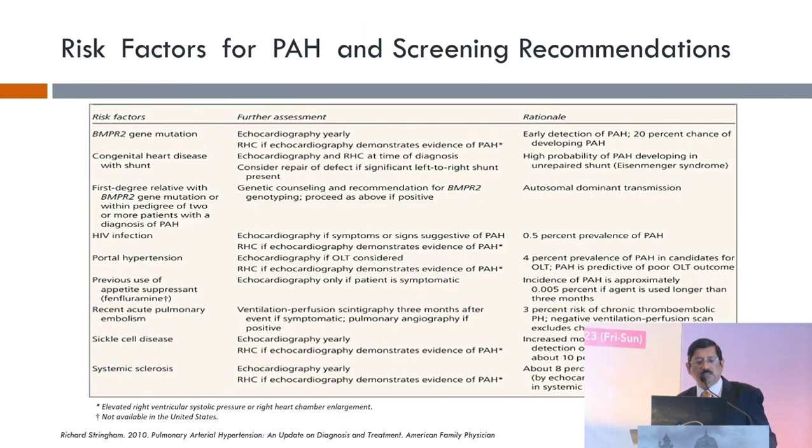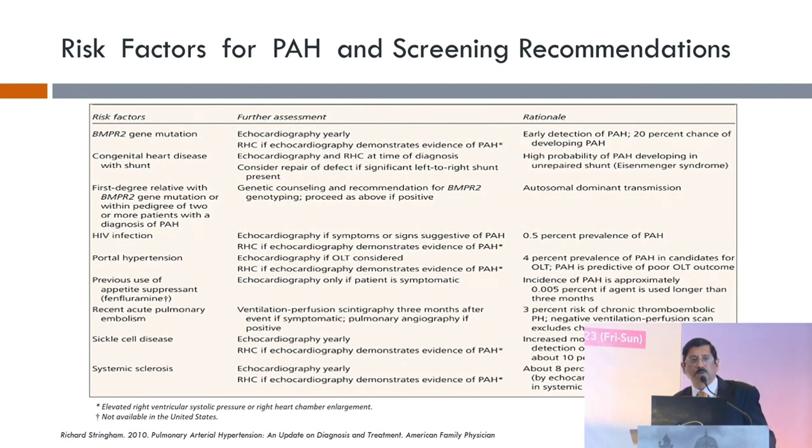Risk factors include the BMPR2 gene mutation, that's a bone morphogenetic protein receptor 2 mutation that you may detect through genotyping. There is another atypical one for diagnosis, the pulmonary embolism, for which you need the VQ scan. For the other conditions, that's the portal hypertension, HIV infection, sickle cell disease, or systemic infections, all these lead to right ventricular effects, and these are well detected by echocardiography.